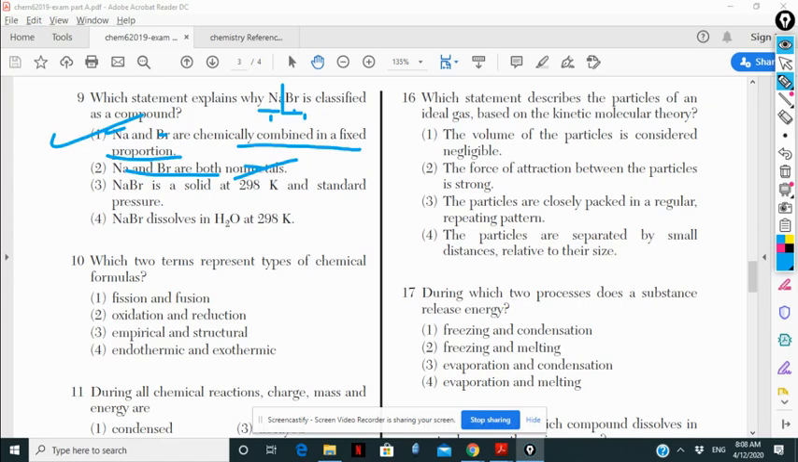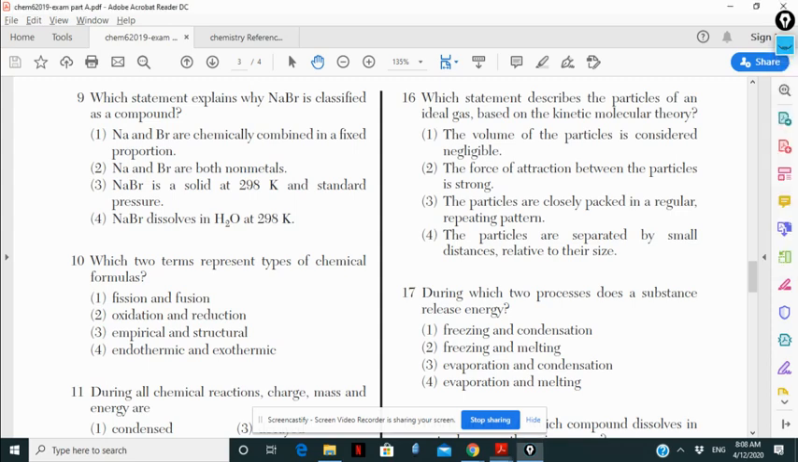Sodium bromide is a solid at 298 Kelvin and standard pressure. It's incorrect because I have elements in the same part. Sodium bromide dissolved in water? No, because some mixtures can be dissolved in water. Like if I have a mixture of sodium chloride and sugar, it doesn't mean it's a compound. Because a compound is something combined together with a chemical bond.